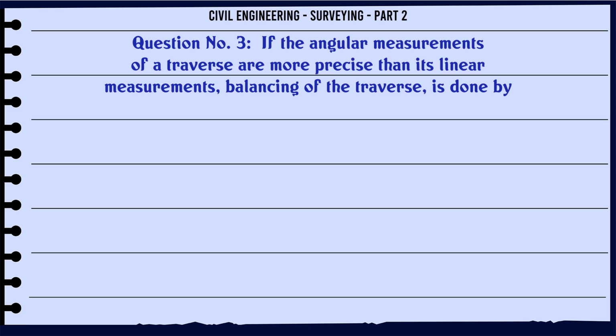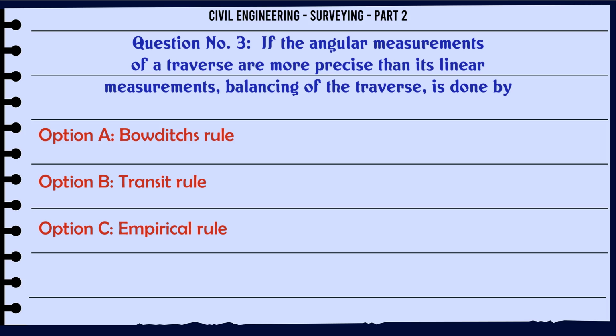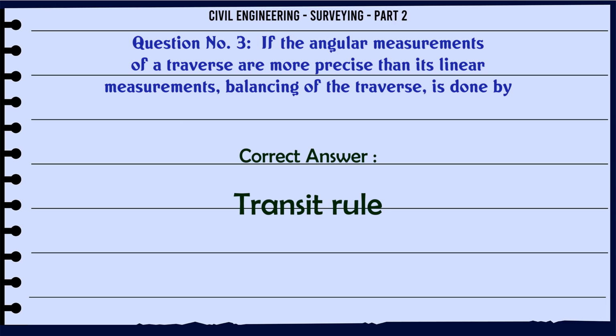If the angular measurements of a traverse are more precise than its linear measurements, balancing of the traverse is done by A. Bowditch's rule, B. transit rule, C. empirical rule, D. all of the above. The correct answer is transit rule.